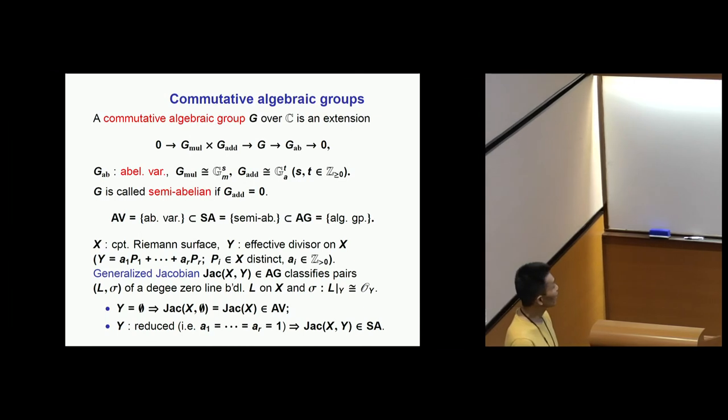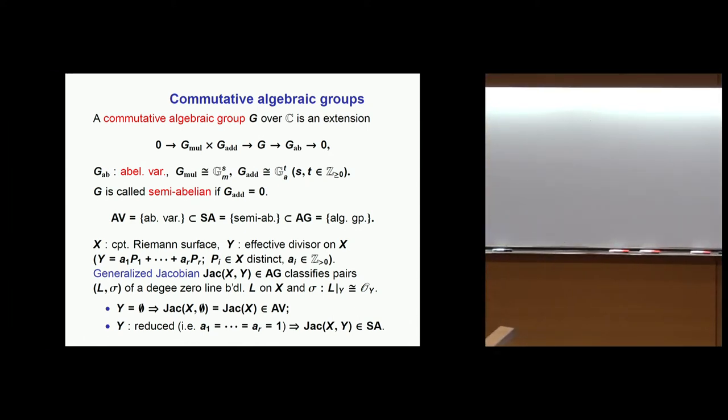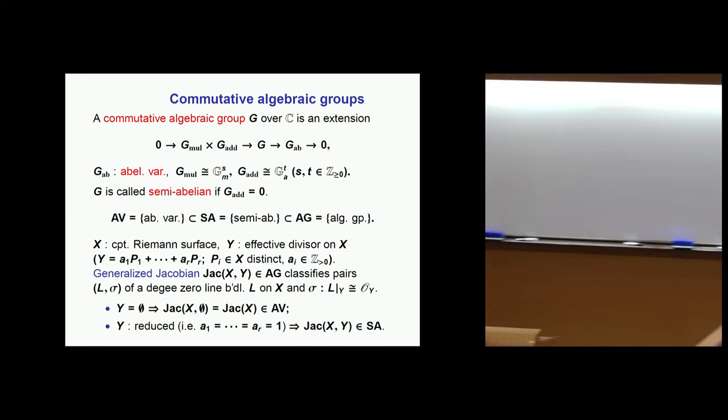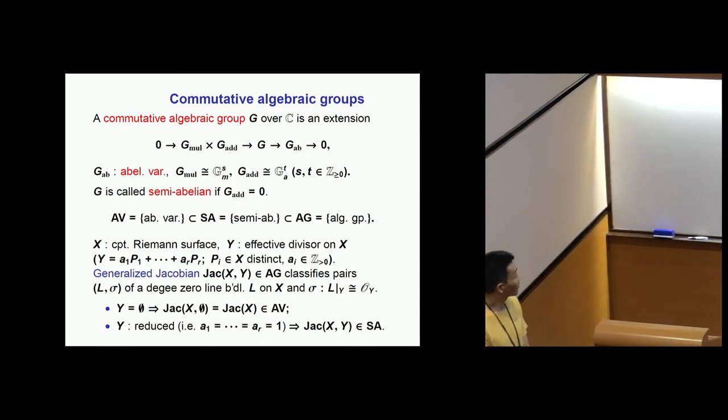But if Y is not empty but reduced, in the sense that the multiplicities appearing in this divisor are all one, in this case the Jacobian variety is semi-abelian, so it sits in the middle part. The unipotent part, the additive part, is trivial. But if Y has multiplicity, then in general this will have a non-trivial additive part, and therefore is only a commutative algebraic group. This is the theory of generalized Jacobians.